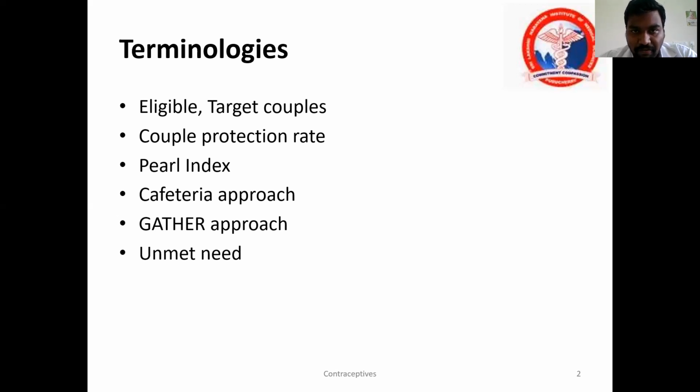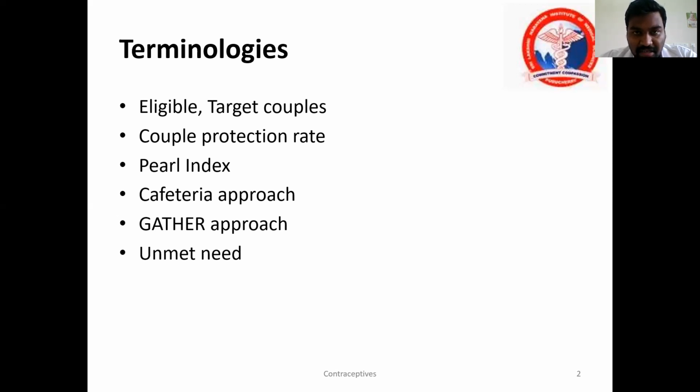We will not force only one method, saying you should follow only sterilization, or you should follow only a barrier method. It's not like that. There will be a basket of choices given to the couple visiting the clinic, among which the couple can choose any method.